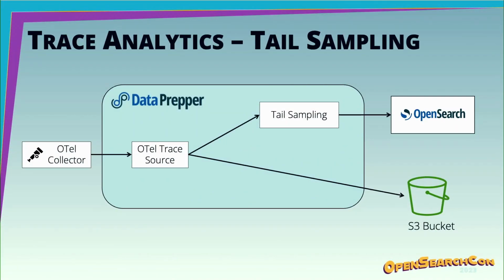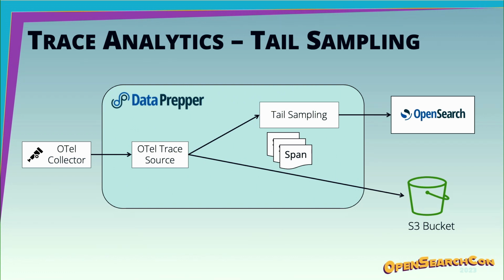In this Data Prepper pipeline, we have a tail sampling processor sitting before your OpenSearch cluster. In this way, you can sample your traces rather than sampling the spans. As a span comes in, Data Prepper holds onto it, and it collects all the spans coming in for a given trace. Once it has all the spans, now it has the full picture.